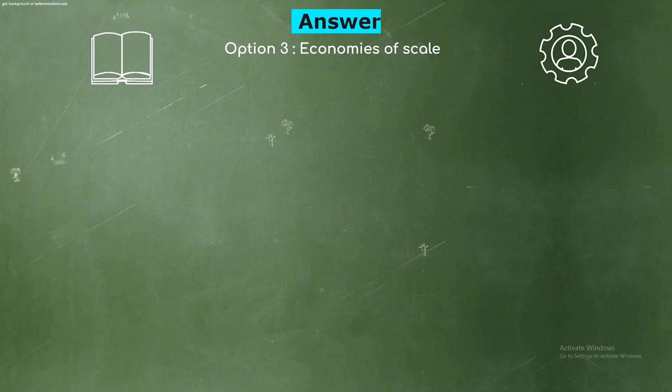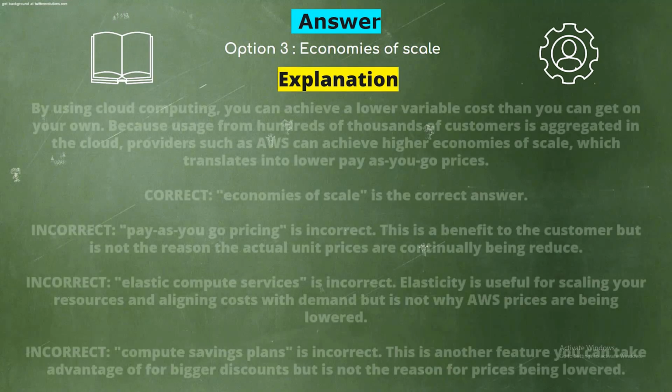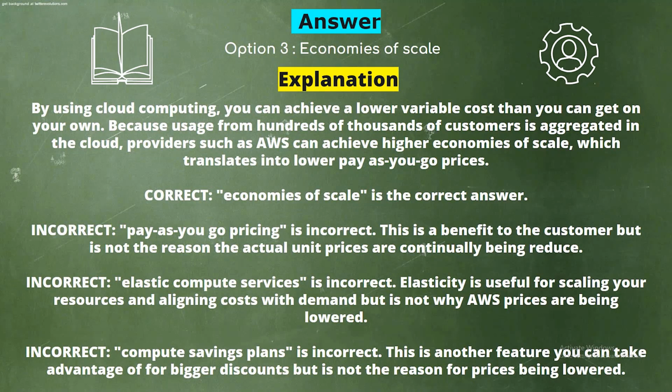Economies of scale. Explanation. By using cloud computing, you can achieve a lower variable cost than you can get on your own. Because usage from hundreds of thousands of customers is aggregated in the cloud, providers such as AWS can achieve higher economies of scale, which translates into lower pay-as-you-go prices. Correct. Economies of scale is the correct answer. Incorrect. Pay-as-you-go pricing is incorrect. This is a benefit to the customer but is not the reason the actual unit prices are continually being reduced. Incorrect. Elastic compute services is incorrect.